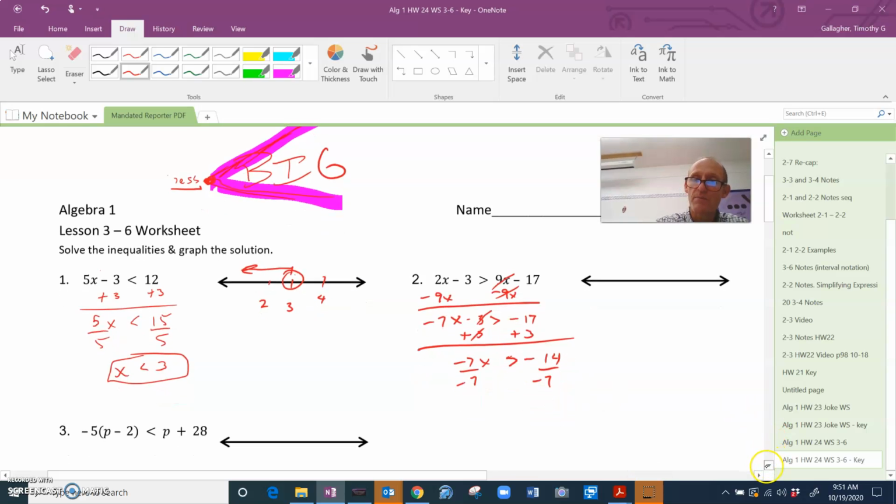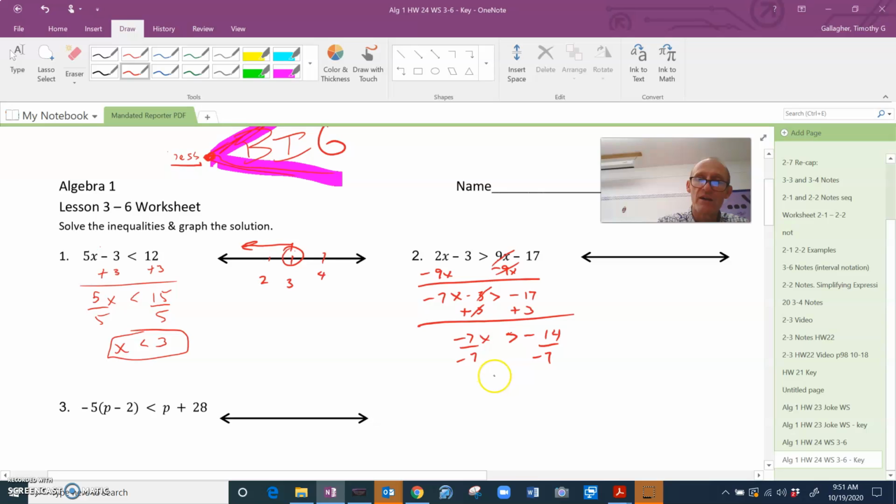That requires a flip of the inequality because I divided by a negative, so x is less than 2. Got to flip it. Please remember to flip it because that's what makes it true. x less than 2, here's 2. Here's 3, and here's 4. Oh, 1. And we're going to shade to the left.